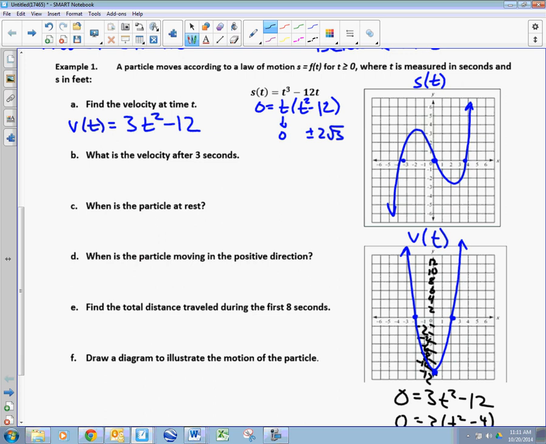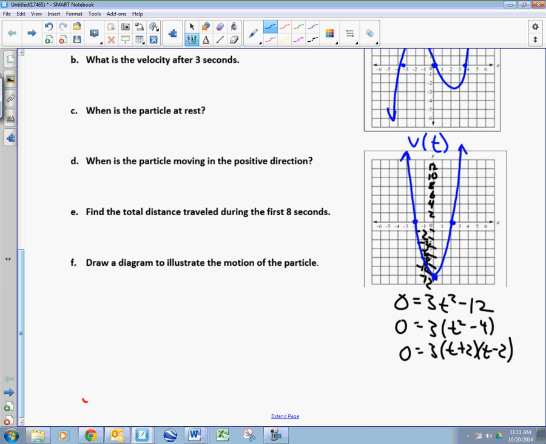What happens here? It's at rest. The velocity is 0 right here. How about here? How about here? Still negative. Not at rest. Still negative. Traveling at negative. It's traveling at -12 meters per second.